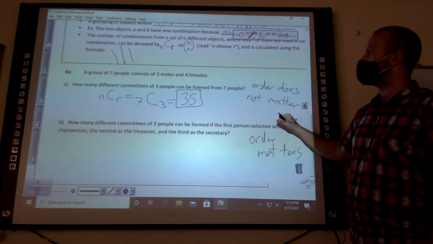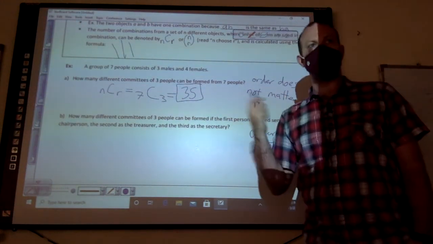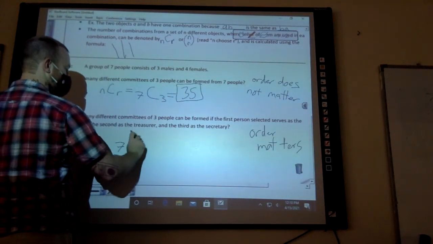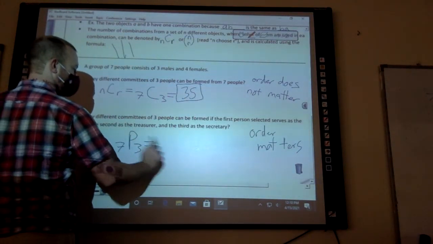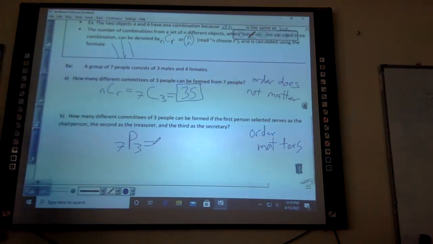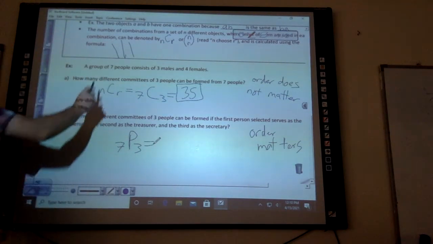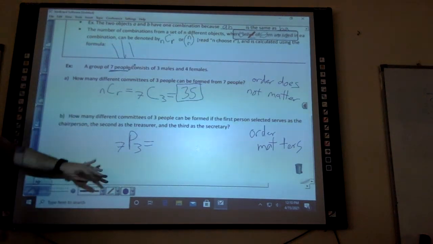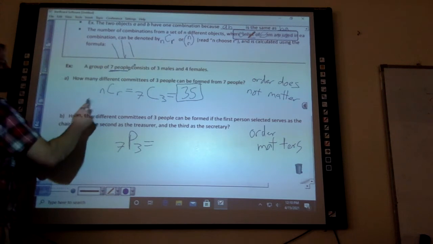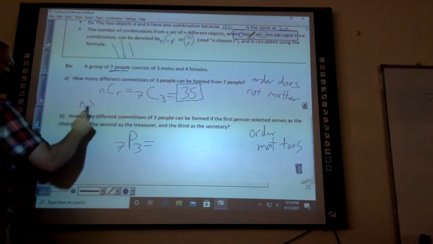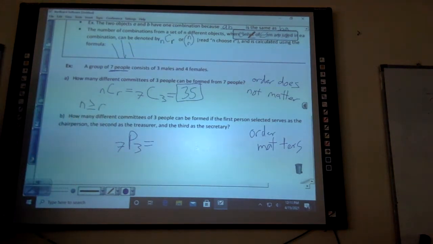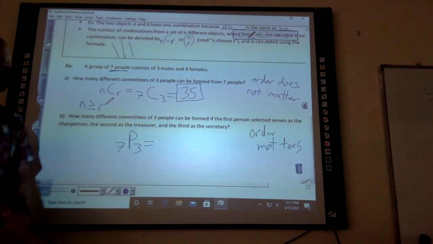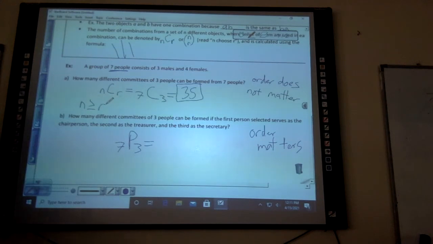So if the order matters, now I need to use the permutation. So 7P3. So how did you get that? Because I've got 7 people that I'm picking from. So this is the same question. And when you're doing this number, n should always be bigger than or equal to r, otherwise you'll get an error. So this first number always has to be the bigger number. 210. 210, yeah.